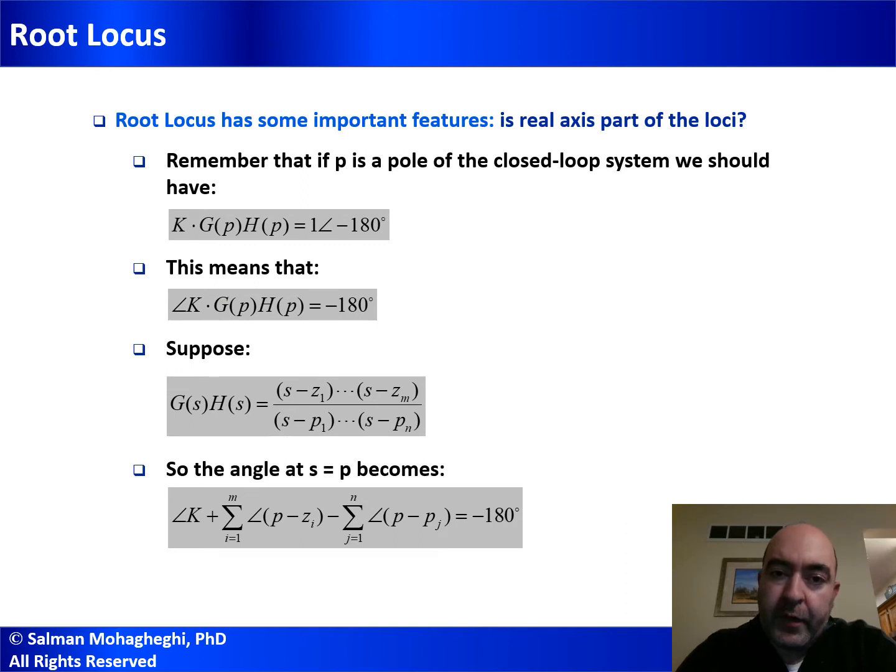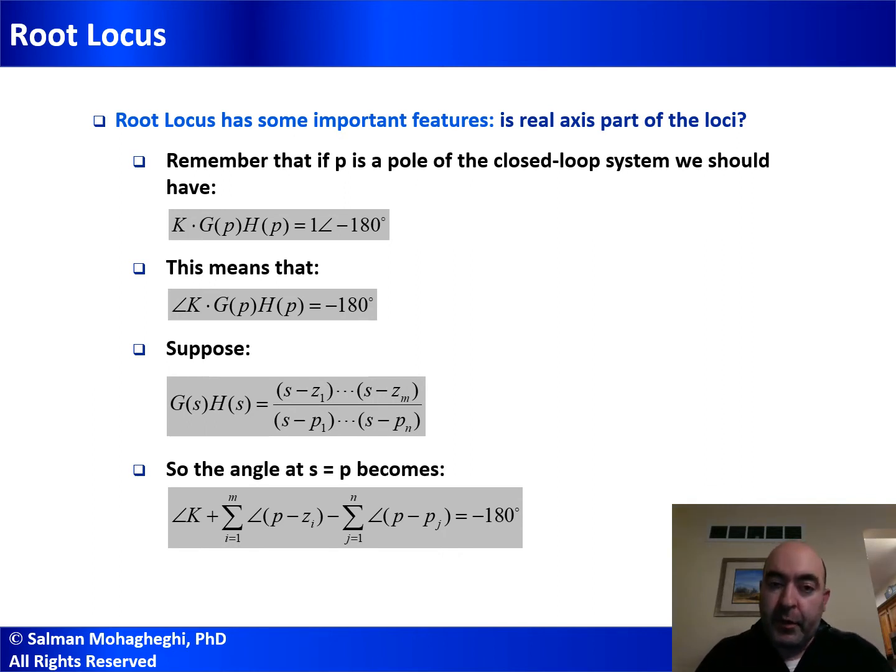The third and final feature that we will discuss before we get to the examples is whether or not any part of the real axis belongs to the root locus. When I say belongs to the root locus, I mean whether or not any poles of the closed loop system will move along the real axis, either towards infinity or towards one another. So that's the question that we'll try to answer.